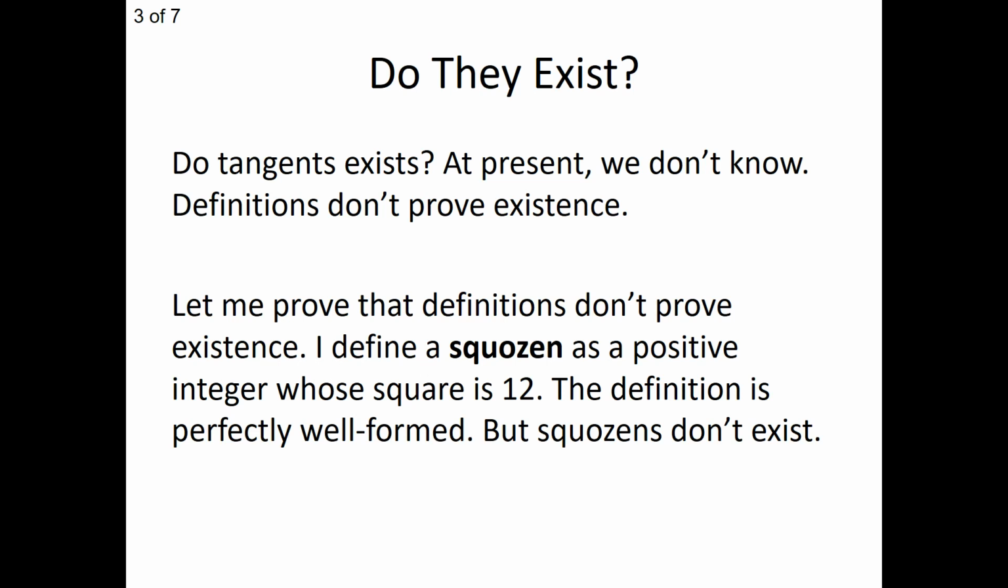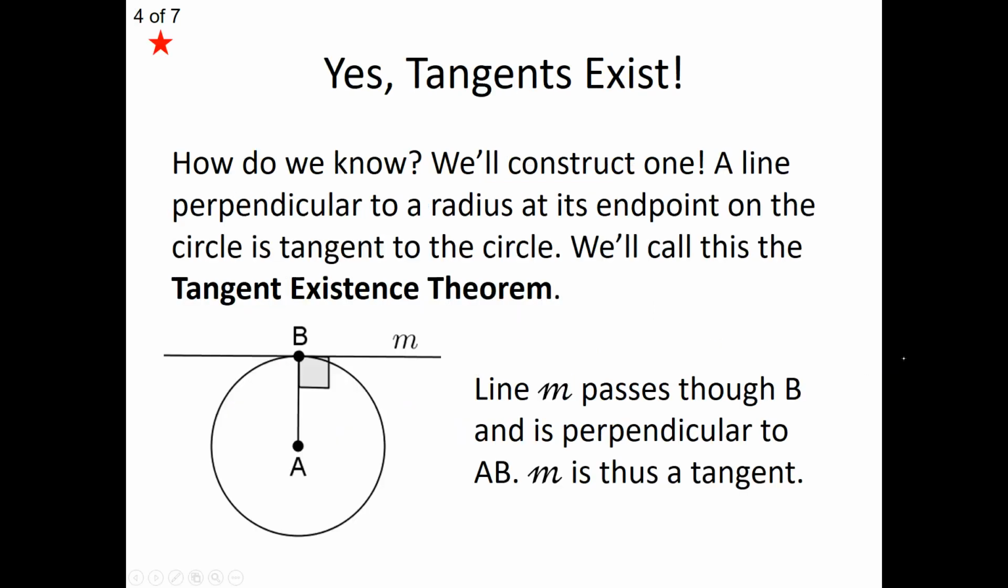What we need to do is prove that, because we have defined this thing called a tangent line, this thing actually exists. So let me introduce you to the tangent existence theorem. They do exist. How do we know? We'll actually construct one. Here's what this construction is going to look like. We have a line that is perpendicular to a radius at its endpoint. Essentially, mark any point on a circle, connect the center of the circle to that given point, and then produce a line through the endpoint of the radius such that that line is perpendicular to the radius.